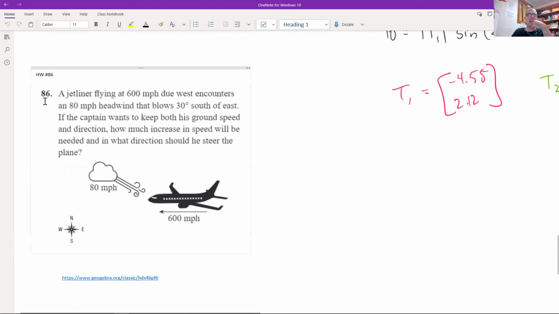And this last one is about a jet liner flying at 600 miles per hour due west, encountering a headwind. What you have to do is account for that wind that's blowing in at an interesting direction, to increase the speed and steer in a direction so that they would stay at a ground speed of 600 miles per hour due west. So that's a cool problem as well.